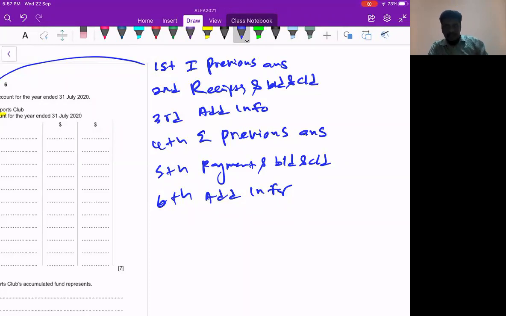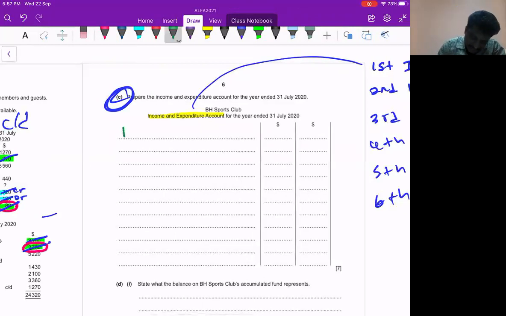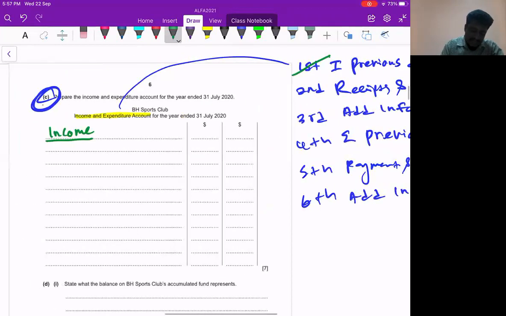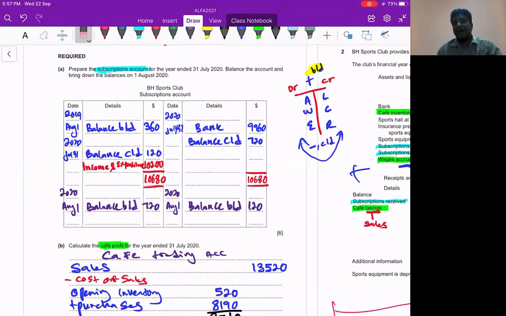Okay, good. So first, I want to do the income and expenditure. My income and expenditure starts with income first. I write income. I want to check the previous answer. Do you have any income? This is question C, right? Our previous answer means A and B. So check in question number A. Do you have any income here? Yes. This is the income, 10,200.